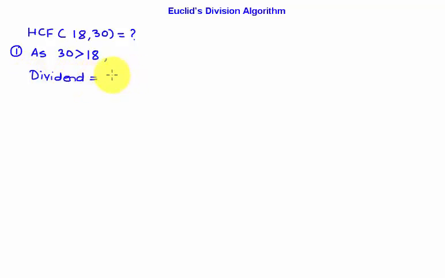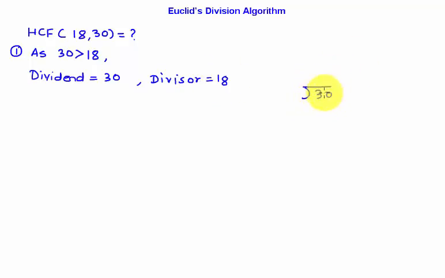Let us extend the concept of Euclid's division lemma to find the HCF of two numbers. We'll take the same example that we already took. So we want to find the HCF of 18 and 30. In the first step, we have to find the bigger number. As 30 is greater than 18, the bigger number will become our dividend. So the dividend will be 30 and the divisor will be 18.